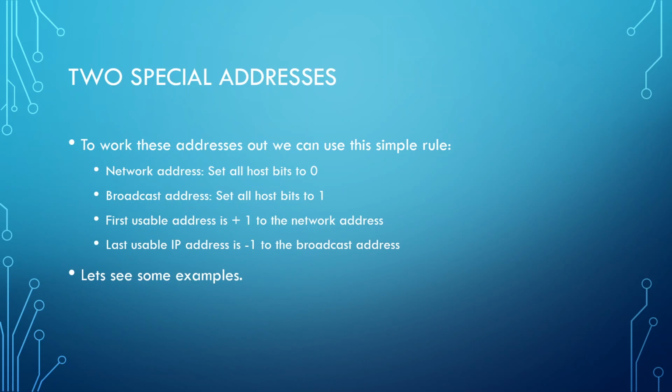Now, to work out these addresses, we can use a simple rule. For the network address, all its host bits are set to 0. To find out the broadcast address, we just set all host bits to 1. And the first usable IP address is +1 to the network address. The last usable IP address is -1 to the broadcast address.